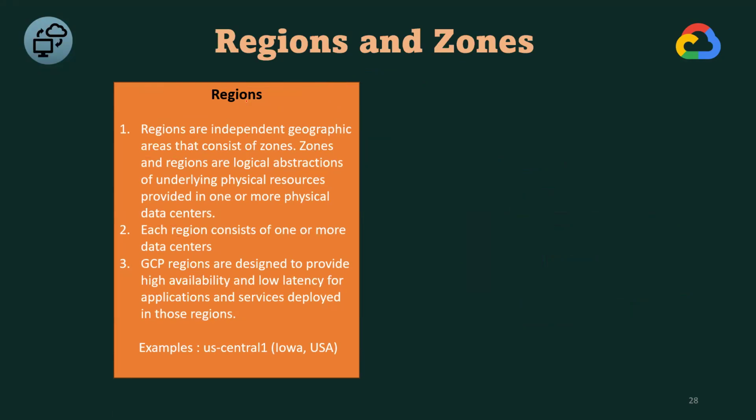Look here. A region is an independent geographic area that consists of zones. Regions and zones are the logical abstraction of underlying physical resources. Each region consists of one or more data centers. Regions and zones are designed to provide high availability and low latency for the applications and services deployed in those regions. That is the main agenda, guys. One example for a region is US Central 1.